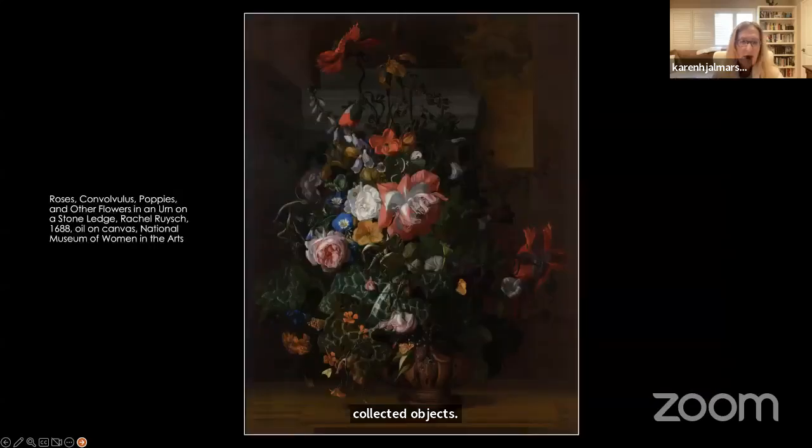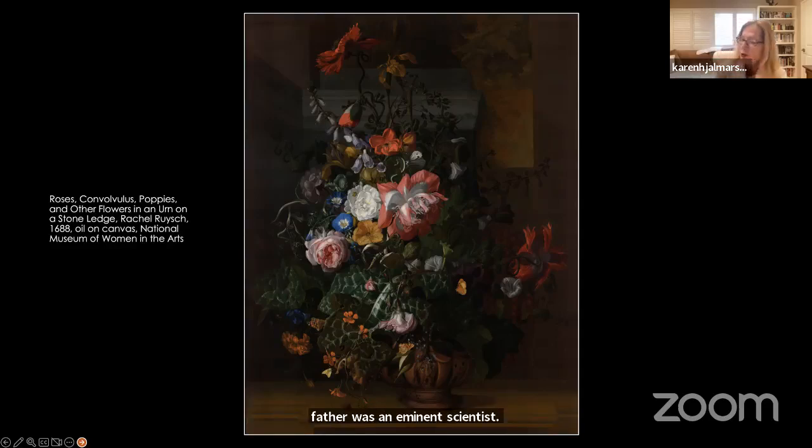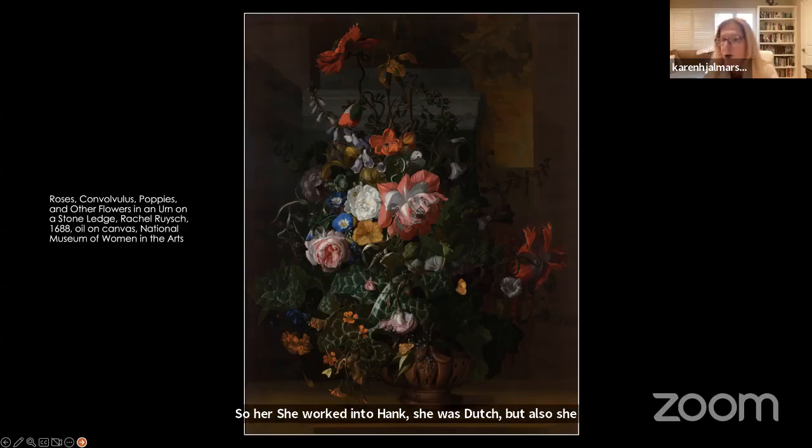Here is another wonderful female painter, and this is the great Rachel Ruysch. She was late Baroque. What was interesting about Rachel Ruysch is her grandpa was a famous architect, and her father was an eminent scientist. So she worked in The Hague. She was Dutch, but also she did go to Dusseldorf for a while, but she lived a very long life, and her work was greatly prized.